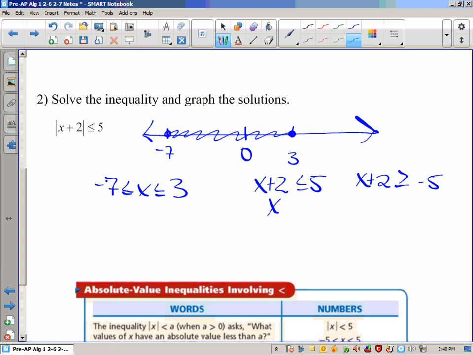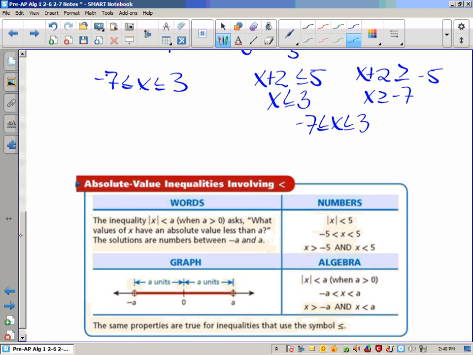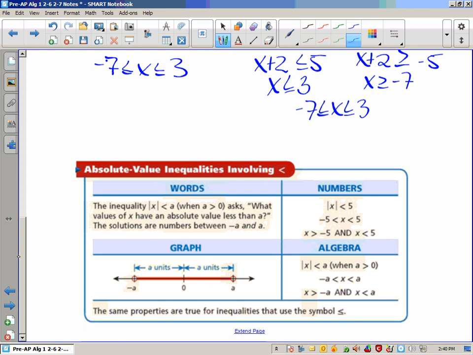So subtract 2. There's one of my solutions. Subtract 2. There's my other. So again, if I were to write this as a compound inequality, negative 7 is my smaller number, so that should go on the left. I get the same thing. So you can either think about it using a number line and using what absolute value means, or you can use this process of splitting it up. And that's what this kind of gets at.